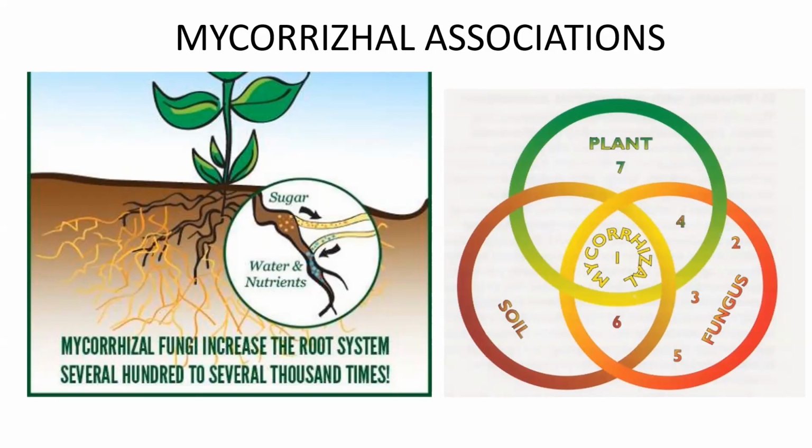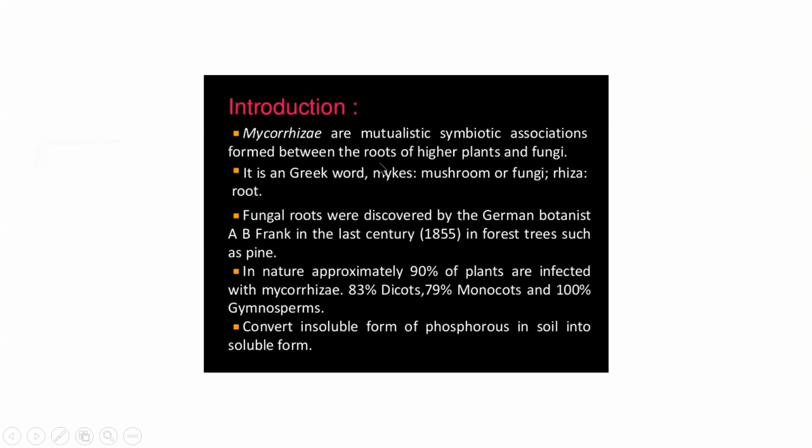Plus the plants also grow very well because they get all the nutrients from the soil. So fungi act as a bridge to transfer the nutrients from the soil to the growing plant. That is why it is interconnected. Plant, fungus, and soil, all the three are interconnected in the mycorrhizal association. So mycorrhizae are mutualistic symbiotic. Mutualistic means mutually beneficial. So the fungi is also benefited, plant is also benefited. That is why we call it mutualistic.